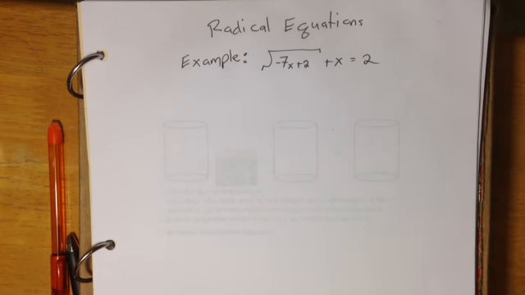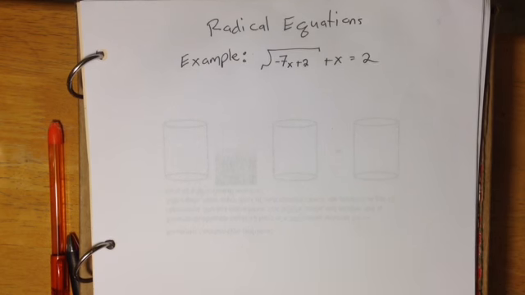In this video, I'm going to show you how to solve a radical equation that's one of the more tricky kinds of radical equations. I've got the square root of negative 7x plus 2 plus x equals 2.